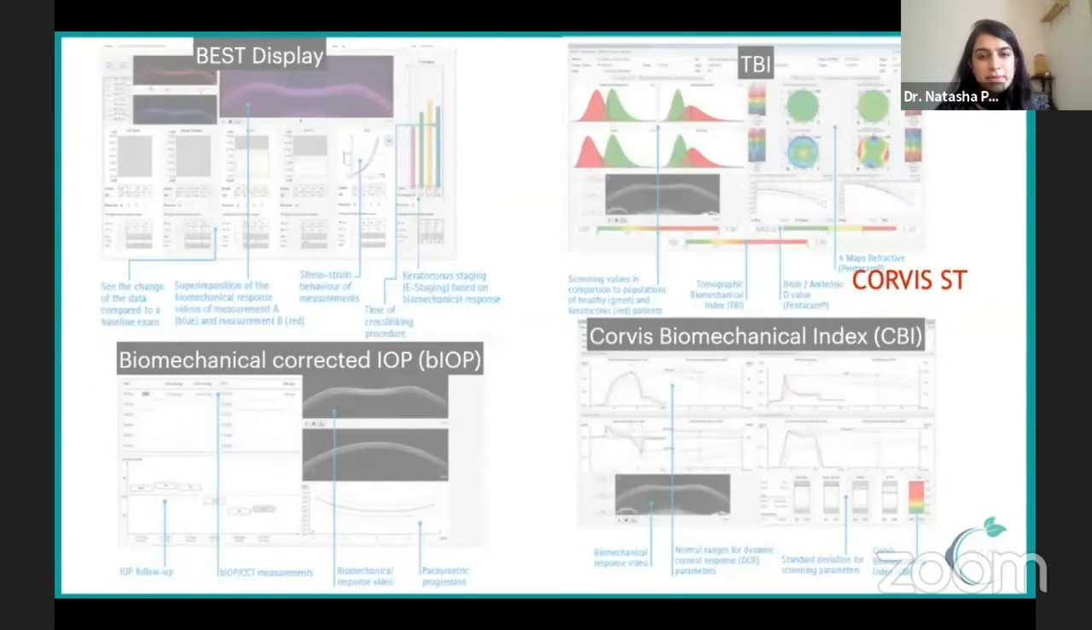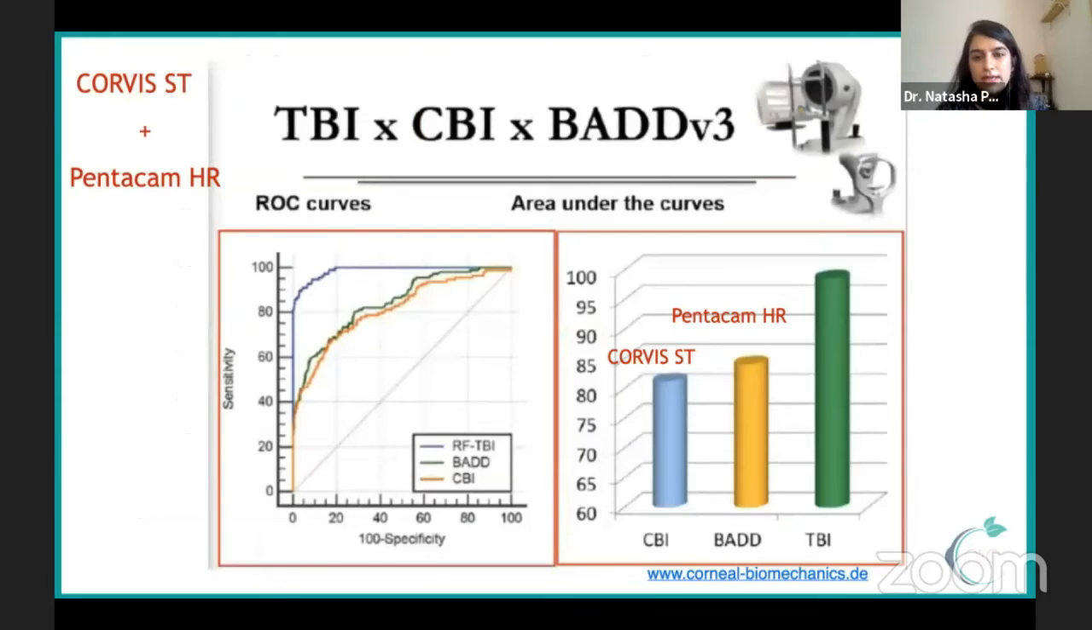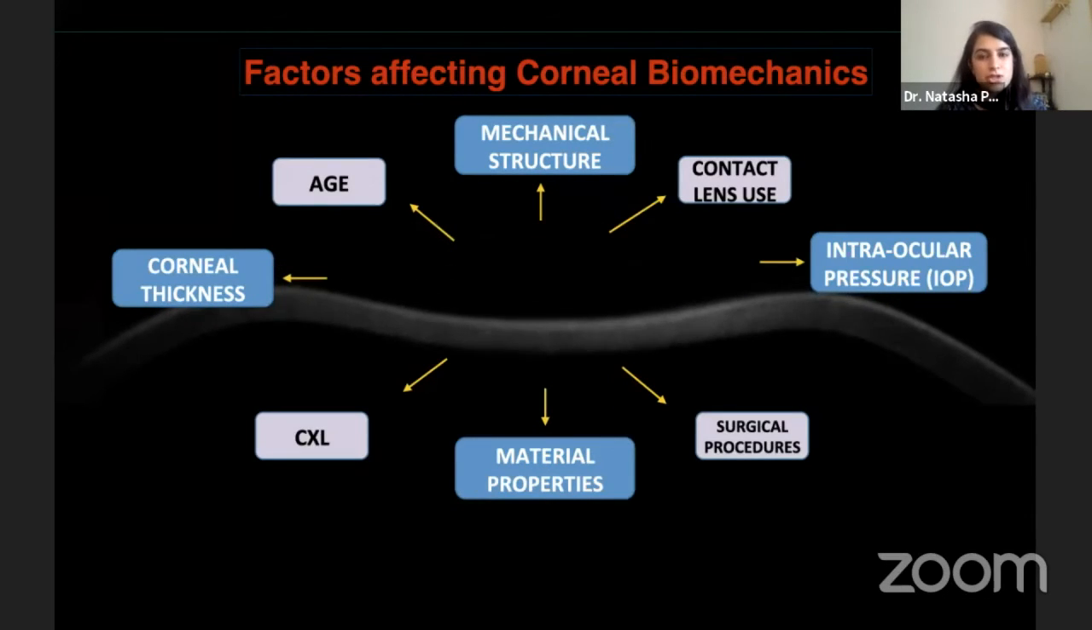So what does this TBI basically do? If we look at an individual parameter such as the corneal biomechanics index, which is from the Corvus, or the BAD D from Pentacam, they are significantly specific and sensitive. But if you look at the ROC curves for TBI, it is much, much more sensitive and specific when it comes to screening for ectasia. So essentially what we have done is combine the structure and function together.